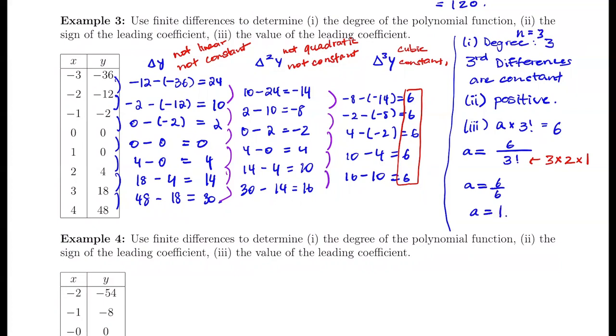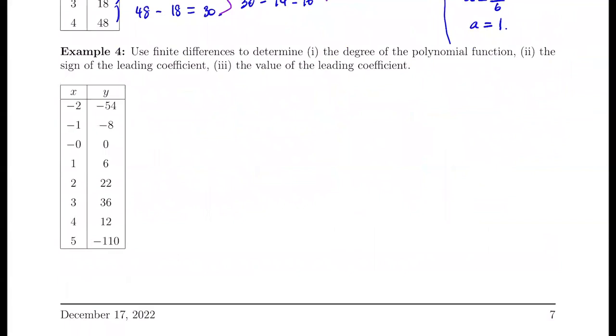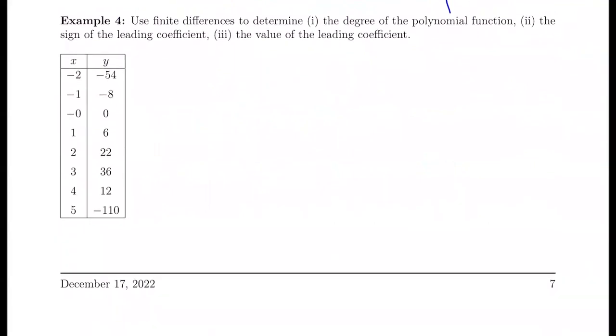All right, so that's how we do finite differences. For the last example that we'll have a look at, we are doing the same thing, but now we're given a different set of values. So let's start by finding the first difference, delta y. We have -8 subtract -54, which will give you 46. And then we do 0 minus -8, which will give you 8.